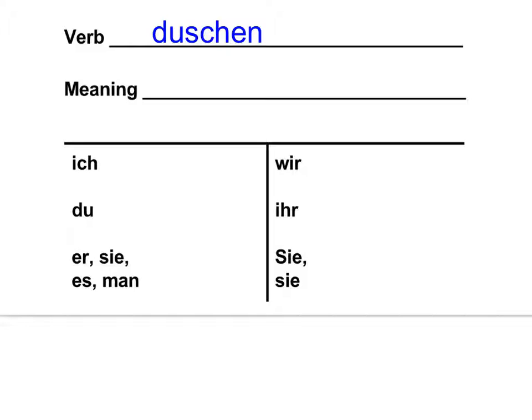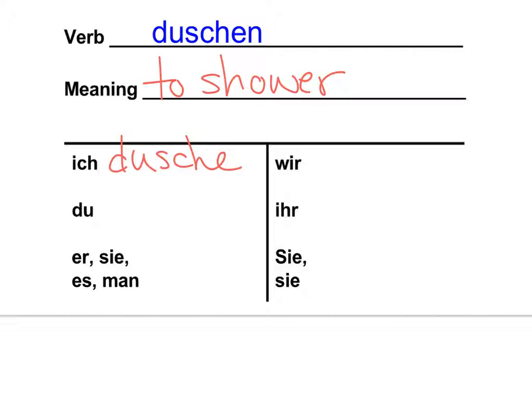Alright, try this next one. Duschen. Means to shower. So this whole chapter they're going to be teaching about times of day, but they also go through like your daily routine. Okay. So that's why some of these are coming up. So try that one. Ich dusche. Du duschst. That one's a little bit harder to say, isn't it?